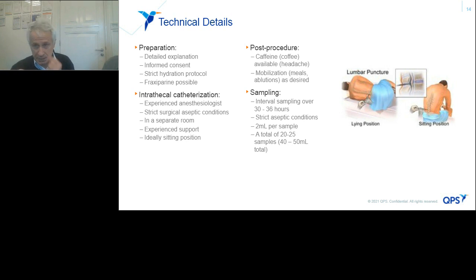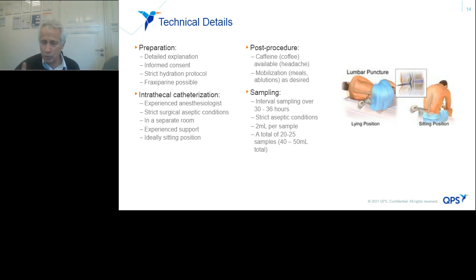Usually you put a few centimeters into the intracerebral space, and then the catheter gets attached very securely to the back and taped up the back with a little reservoir here. So sampling, we do interval sampling over 30 to 36 hours, usually roughly one sample an hour. Also, the sampling is done under strict aseptic conditions.